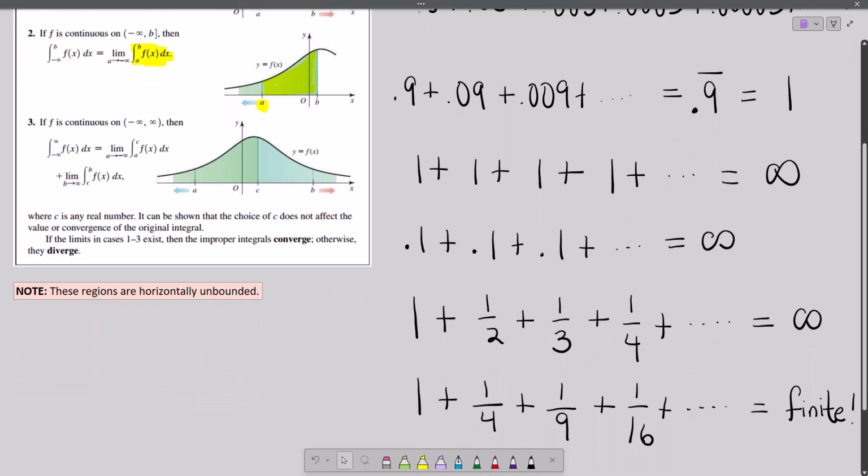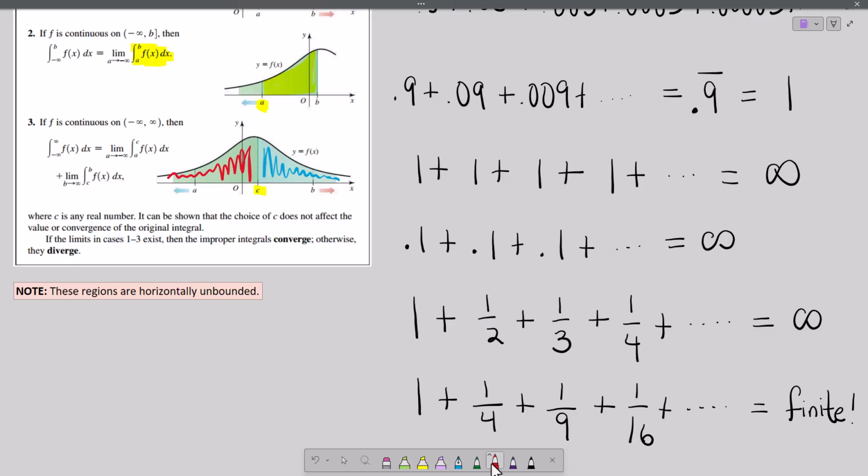Third possible case for this horizontally unbounded, the worst case, is if both tails are unbounded. Unbounded, can't put a circle around it, goes on forever in two directions. What we have to do is pick some midpoint. Does not have to be 0, it can be any number you want. And what we do is treat it separately. So we're going to have one integral that's an improper integral for this side, and then another improper integral for that side.